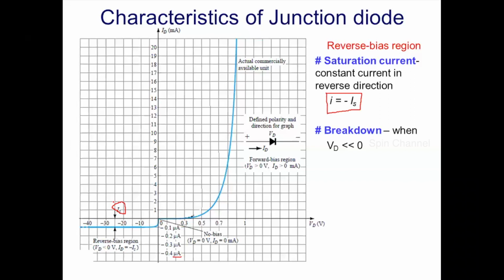The third distinct region, which is not shown in the graph, is the breakdown region. Breakdown region is entered when the reverse voltage exceeds a threshold voltage called breakdown voltage. So in breakdown region, the current increases rapidly, at a very high rate, leading to a destruction of the junction. So it is not advisable to operate a normal PN junction diode in this breakdown region.